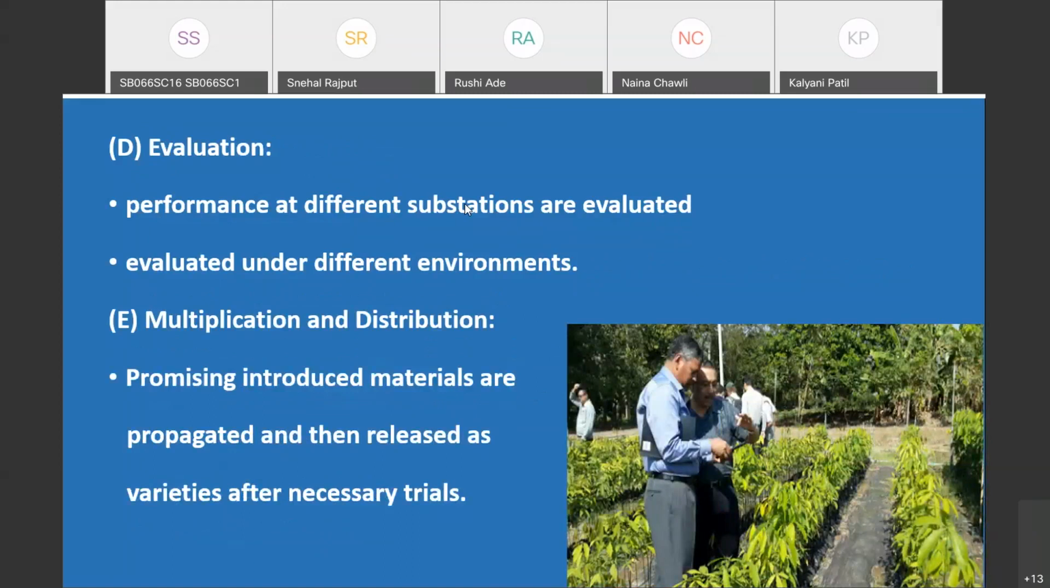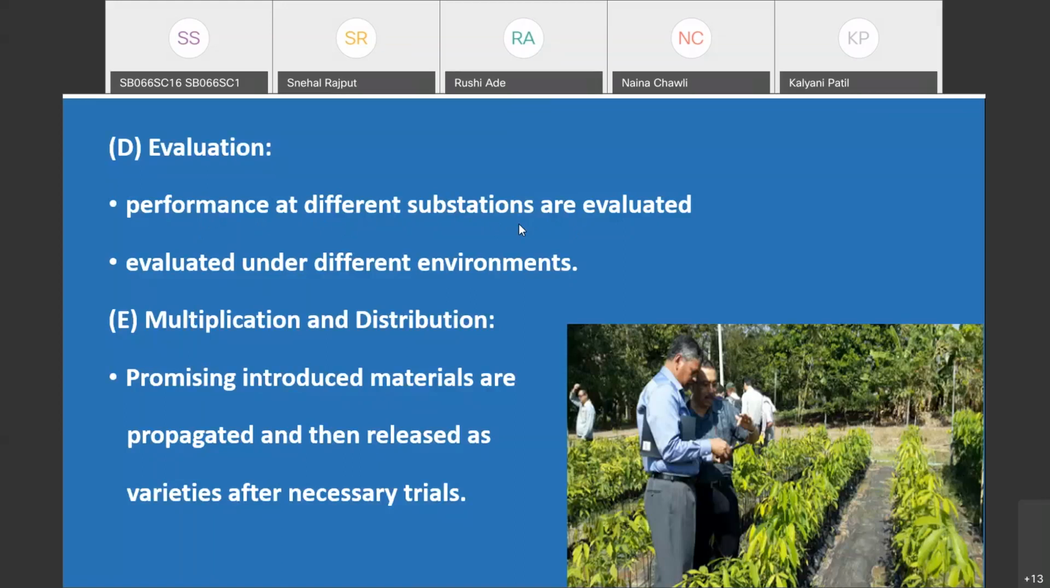And after cataloging, the evaluation is carried out. Evaluation: the performance of that introduced plant material is evaluated at the different substations, or on the different research farms. That is, for the particular character for which that plant material is introduced in our country. Okay, for those particular characters, these are evaluated.